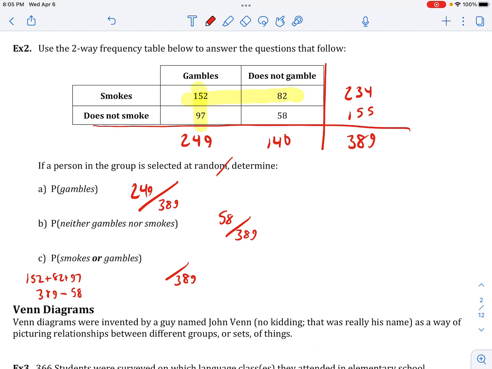Or the way the book, or the way the resource is going to say, this should be kind of coded. The way this is going to work in general is take all the smokers plus all the gamblers and subtract the overlap. Let me go back.